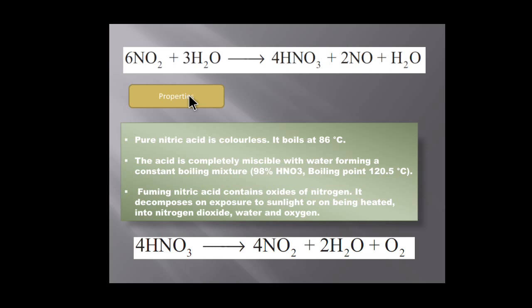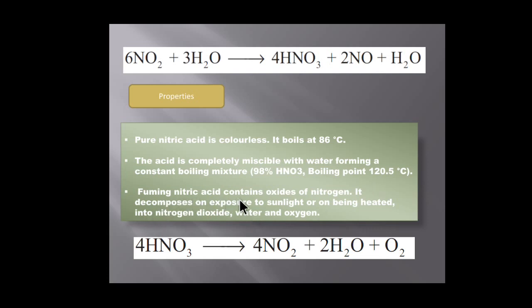Then, properties of nitric acid. Nitric acid is pure and colorless, and it boils at 86 degrees Celsius. The acid is completely miscible with water, forming a constant boiling mixture. The condition is 98% nitric acid, with a boiling point of 120.5 degrees Celsius. It is a constant boiling condition.